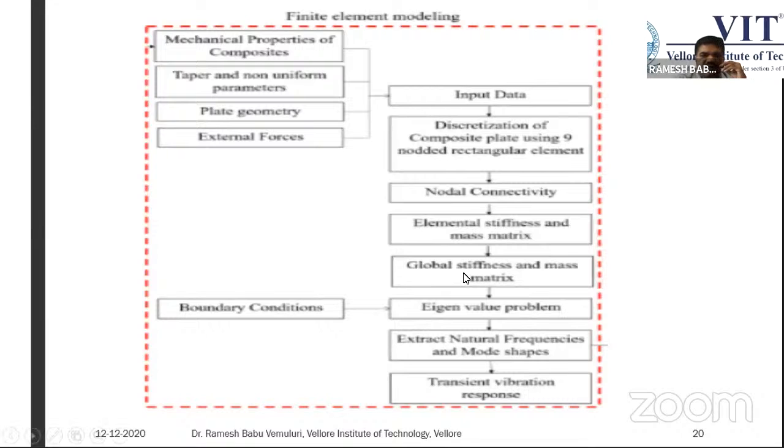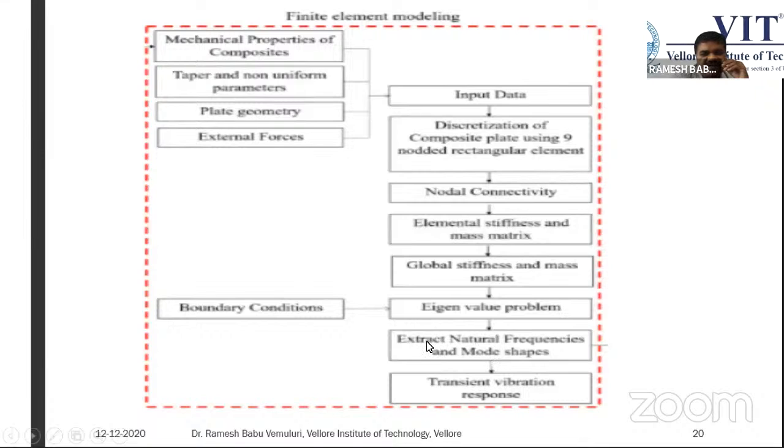So once we have the stiffness and the mass matrix, we know that the natural frequency is equal to the root of the stiffness matrix by the mass matrix. By this equation we can get the eigenvalue problem, and here the boundary conditions also we can apply. In this eigenvalue problem, we can get the eigenvectors as well as the eigenvalues. Eigenvalues are nothing but these natural frequencies, and the mode shapes also we can draw from here. Then we extract natural frequencies and the mode shapes in the normalized form.